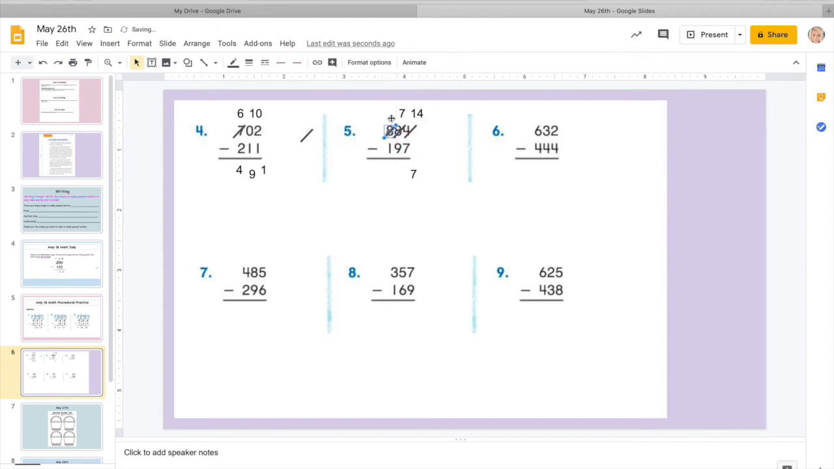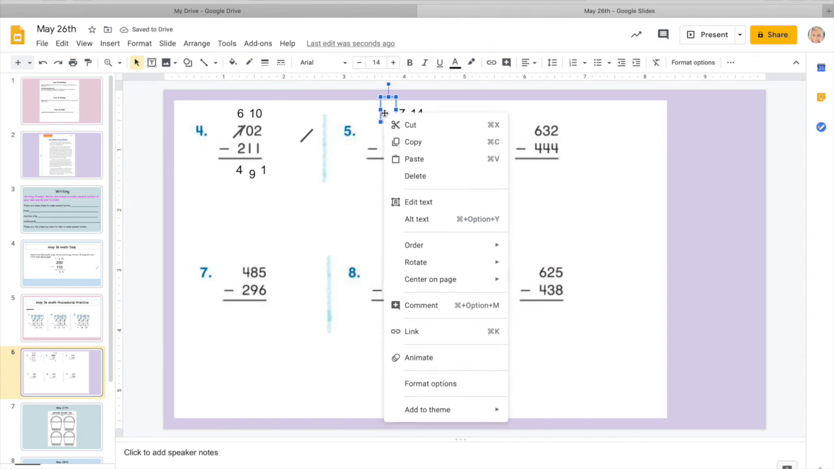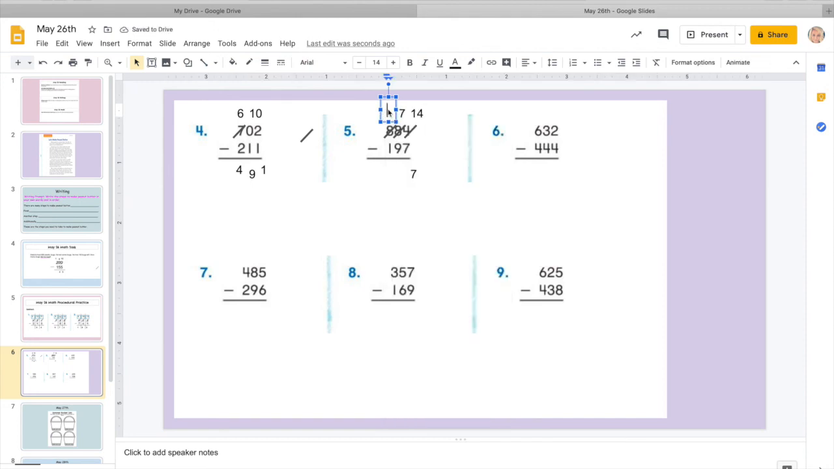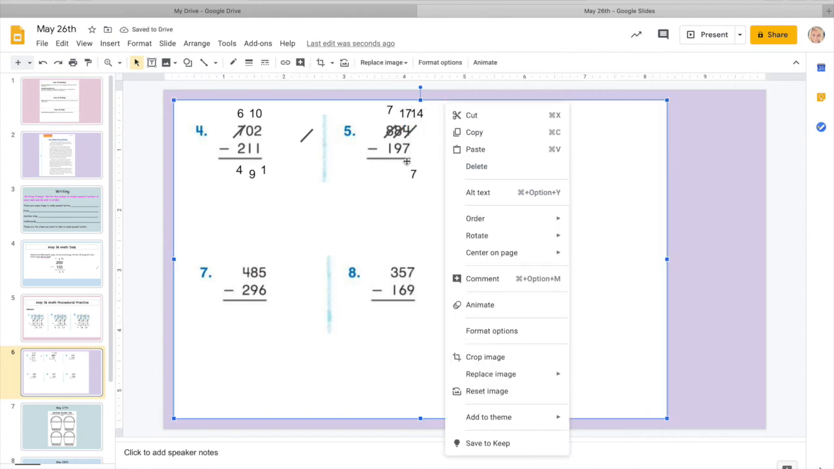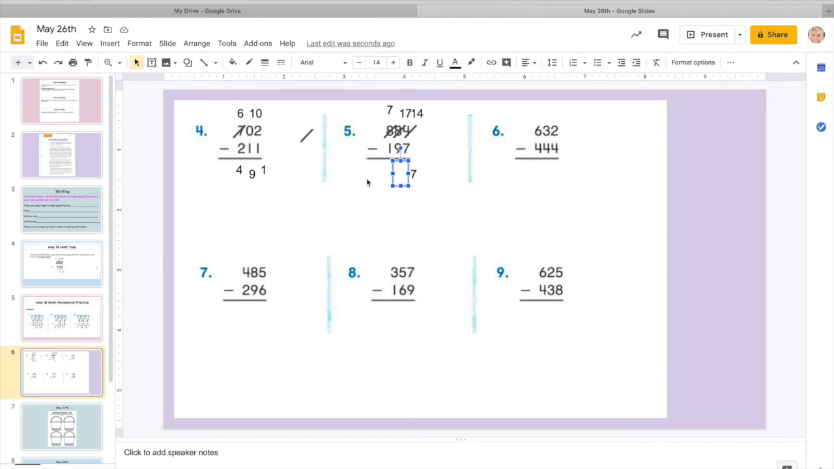So we're going to borrow from that 8. That 8 is going to become a 7, and then this 7 is going to become a 17. Okay, so 17 minus 9. If you put 9 in your head and you count on your fingers all the way up to 17, that's going to let us know that difference. So 9 in your head, 10, 11, 12, 13, 14, 15, 16, 17. Stop. You should have 8.